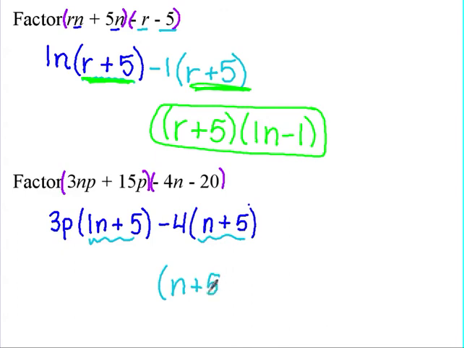So you're going to notice those match, which they do. And that's what we want to have happen. So n plus 5 is a factor. The other factor will be 3p minus 4.